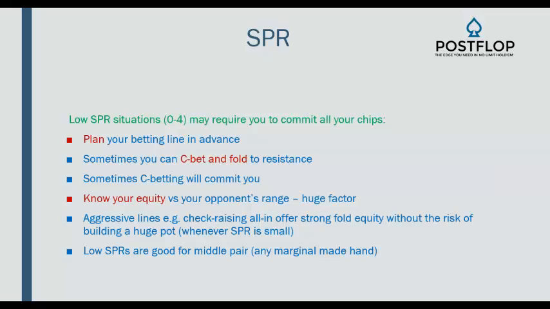And the bottom point there, fairly obviously, low SPRs are good for middle pair. They're good for any marginal made hand because they give the hand more possibility to get to a showdown and utilize the fairly strong equity that they have at the flop, negating the disadvantage of having to play a tough hand through turn and river.